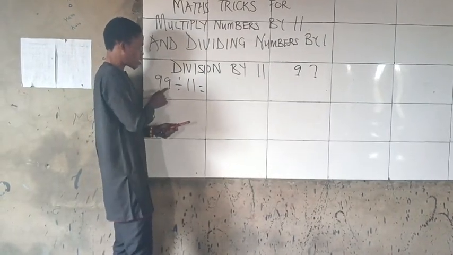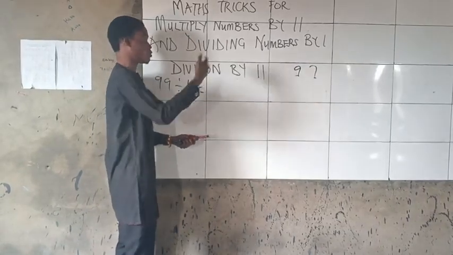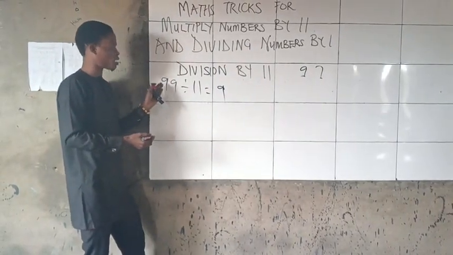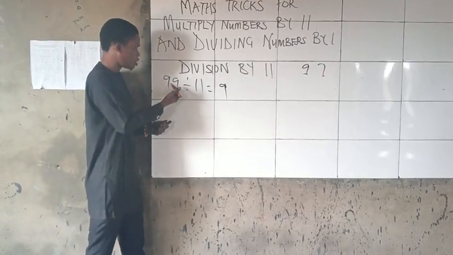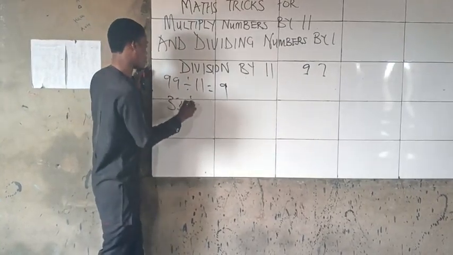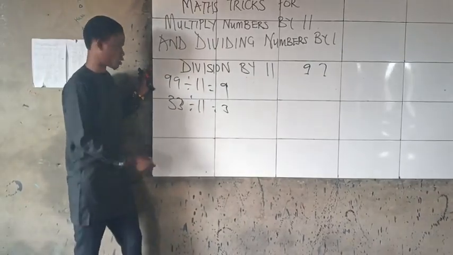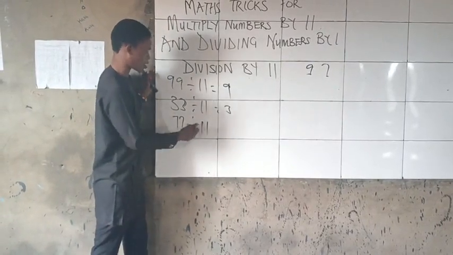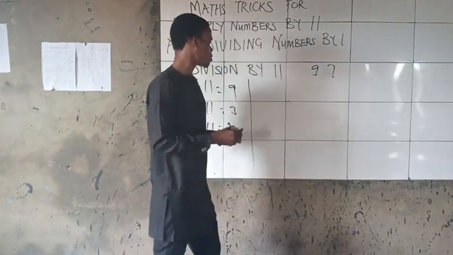we say 99 divided by 11. Of course, 99 is just a repetition of 9. This number is the same as 9 times 11, divided by 11, so the answer is 9. As we said in multiplication, for a two-digit number, if the digit repeats, just pick one of them. If somebody gives me 33 divided by 11, it repeats, so I'll just pick 3. 77 divided by 11 repeats, and the number that repeats is 7.